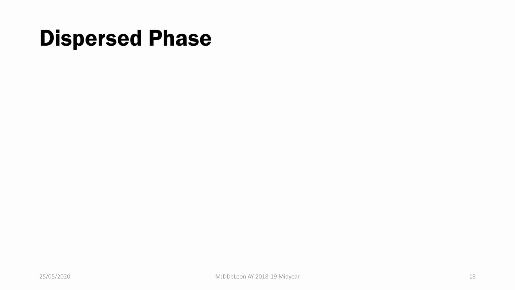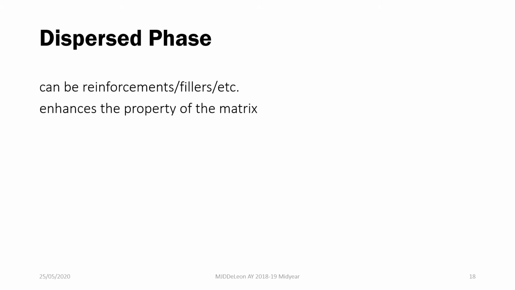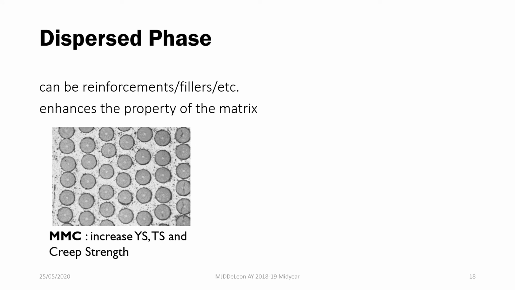Next, we have your dispersed phases. So these can be reinforcements, fillers, additives, etc. So this just enhances the property of the matrix. So ang primary role ni reinforcement or the dispersed phase is to enhance the property of the matrix such that matatanggal natin or mababawasan natin yung drawback ng material na yon. So for example, for metal matrix composites, what we want is to increase the yield strength, the tensile strength, and the creep strength, so that's why we add our reinforcements.